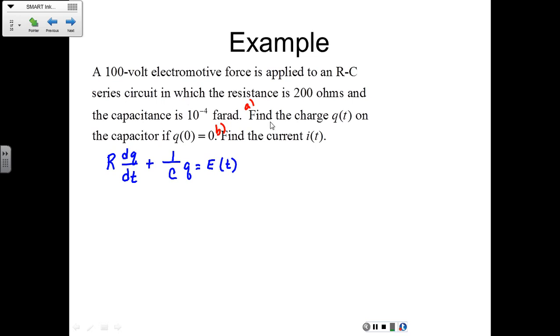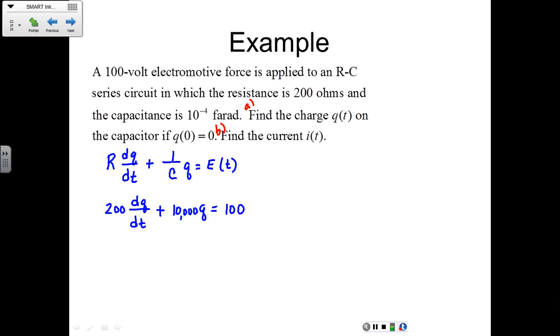Resistance is 200 ohms, so I'm going to put 200 there. Capacitance, it's 1 over 10 to the negative fourth, so 1 over 10 to the negative fourth Q. What could I do there to make that make a little more sense? 1 over 10 to the minus fourth, what would that be the same thing as? 10 to the fourth. So let's go ahead and fix that. 1 over 10 to the minus fourth would be 10 to the fourth, or 10,000 Q. Equal to, y'all said 100 for that.